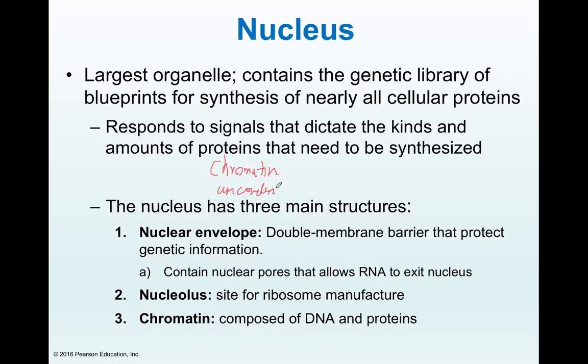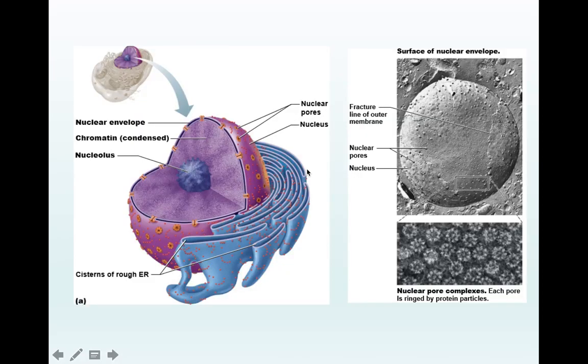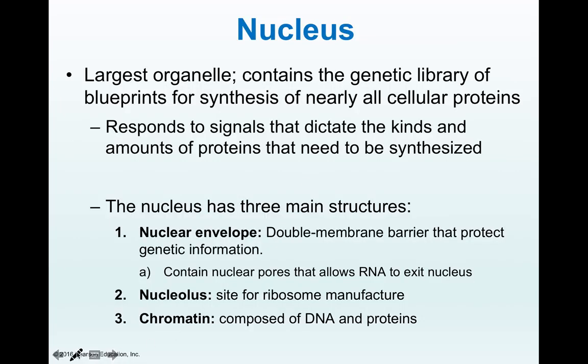uncondensed. Sorry, my handwriting is not the best. My computer has a mind of its own. So it has uncondensed genetic information. If we're talking about chromatin, the keyword is uncondensed genetic information, which is combined with proteins. Now, if I start to condense genetic information, it will form into chromatids.